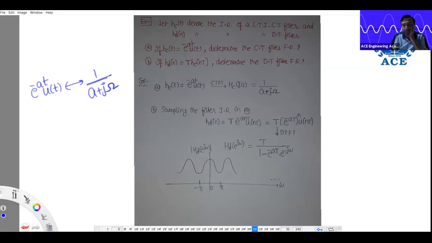Sample the original analog impulse response. h[n] equals T times hc(nT). What happens if I replace small t as nT here? T times e power minus a nT u(nT). This is looking like a power n u[n] spectrum.